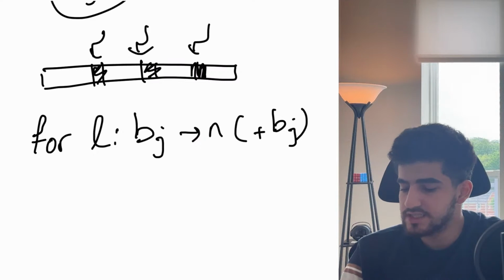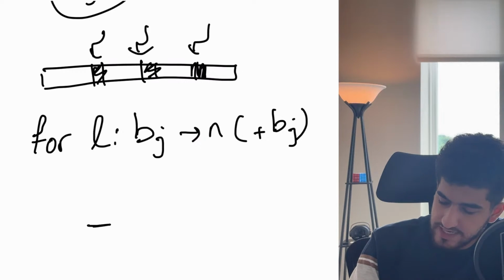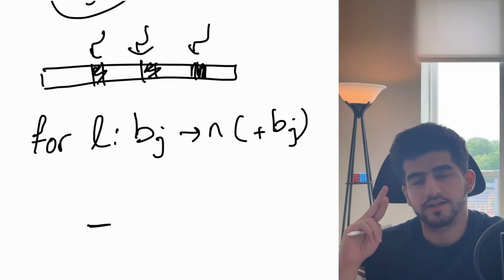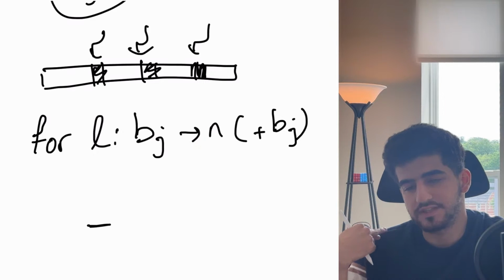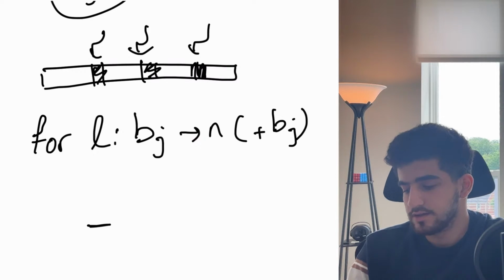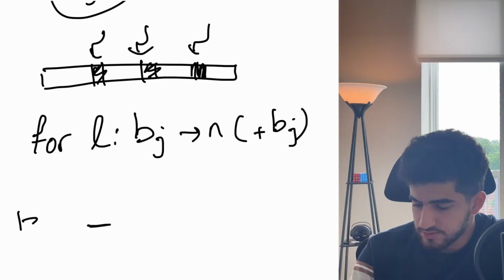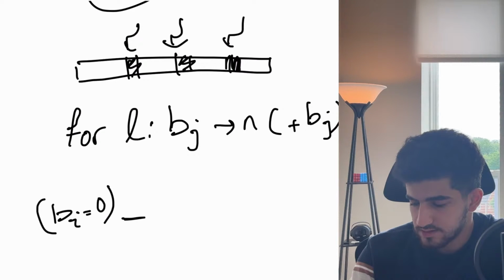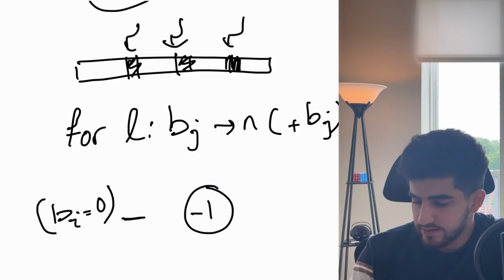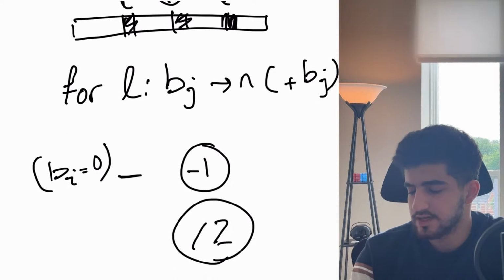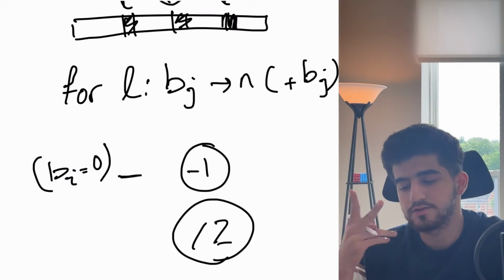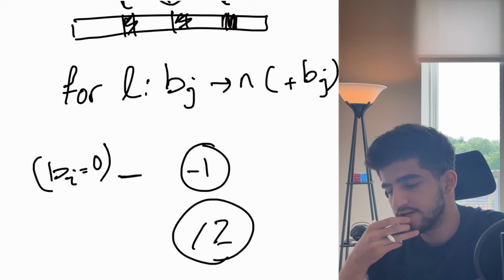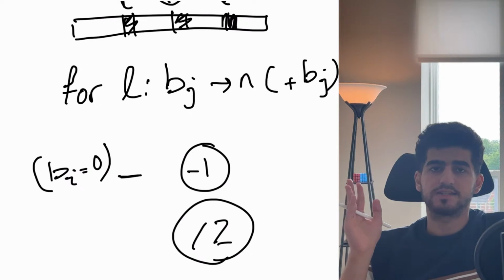At the end, you just need to subtract the case where a number is matched with itself. So if b of i was equal to 0 for some number, you should subtract 1 from the answer at the end. And then you should divide the answer by 2 because you have considered each pair twice. So this way you can find the answer.